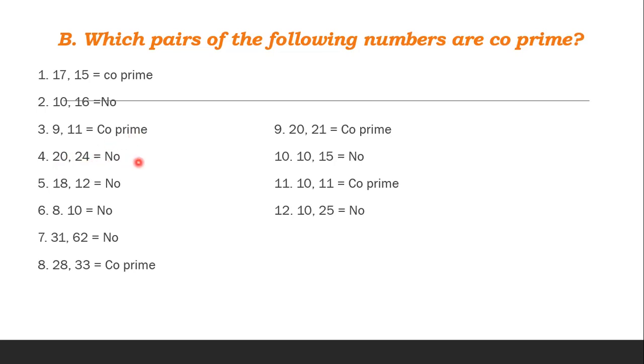Next, 20 and 24, this is not co-prime. 18 and 12, this is also not co-prime. 8 and 10, also not co-prime. 31 and 62, also not co-prime. 28 and 33, this is co-prime. Then 20 and 21: first we have to write the factors of 20 and 21. Then where you get the common factor as 1, it will be co-prime. 10 and 15, no. 10 and 11, co-prime. 10 and 25, no, this is not co-prime.